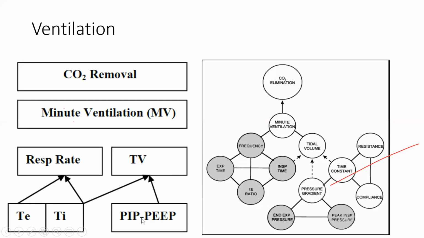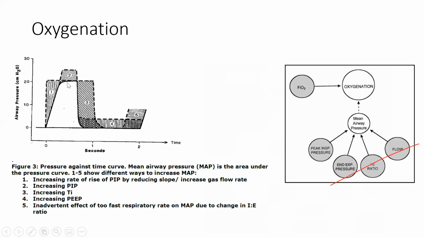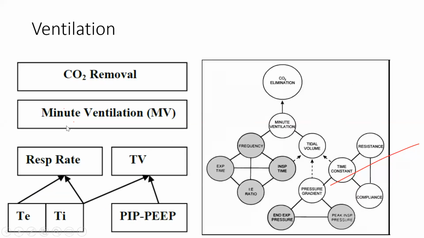So it's the difference between, if you go back to this, the amount of air that goes in and out between the peak inspiratory pressure and the positive end expiratory pressure. So by adjusting these, you can adjust the ventilation. By changing the PIP and the PEEP, you can change the tidal volume. By changing the inspiratory time, you can change the respiratory rate. By these two things, you can change the CO2 removal.